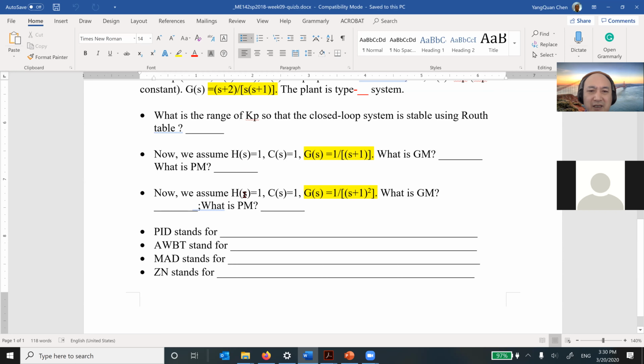So now I tell you about this one, and what is the gain margin? Do you cross the minus 180-degree line? You don't, right? So the gain margin is infinite. What's the phase margin? Did you cross the 0 dB line? I don't think so. You didn't. So this is also infinity.